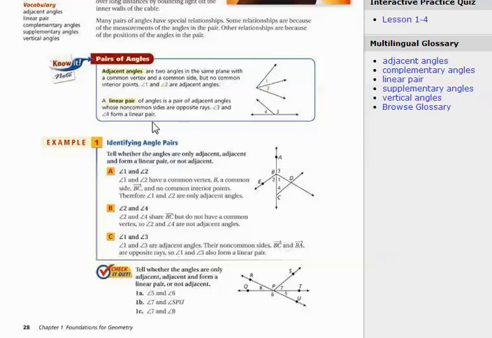Then we have what we call a linear pair of angles, and this is where two of the rays are actually forming a line, and then we have another ray in there that would create two different angles, so angle 3 and angle 4. There are going to be some examples and problems that you're going to do that will involve pairs of angles and some of this terminology.